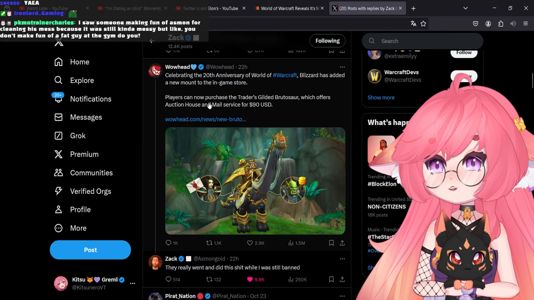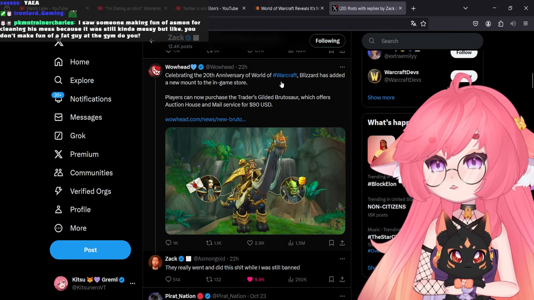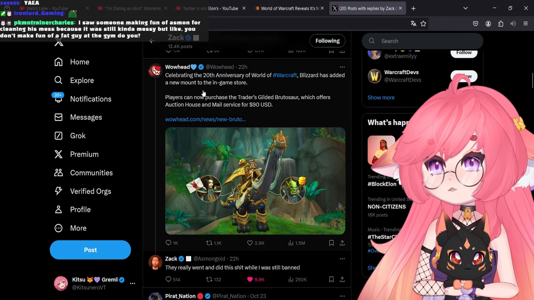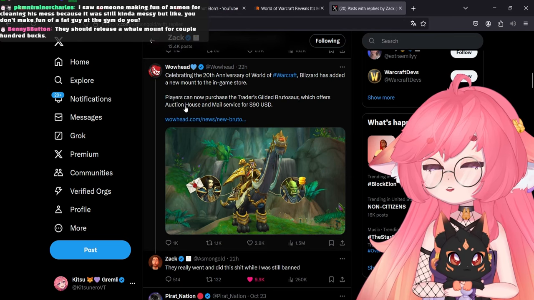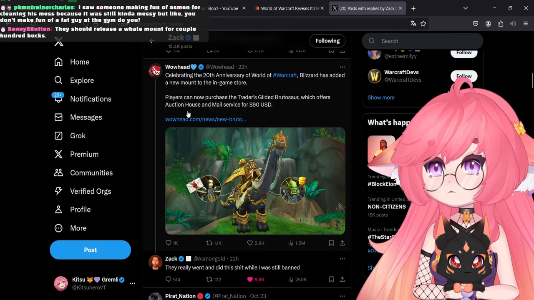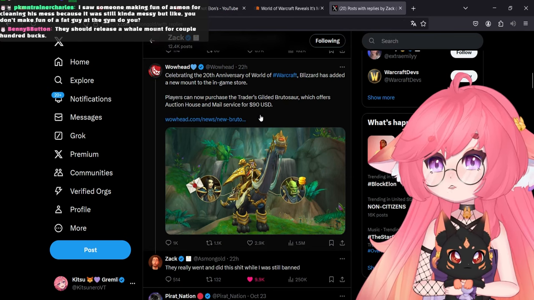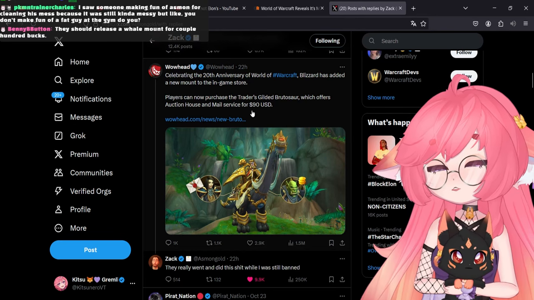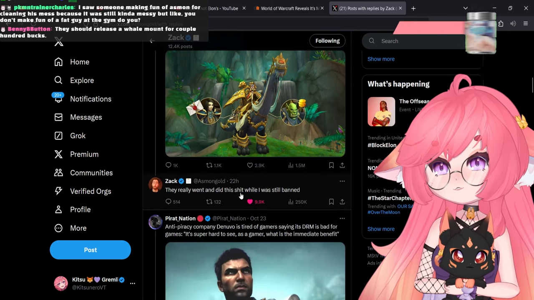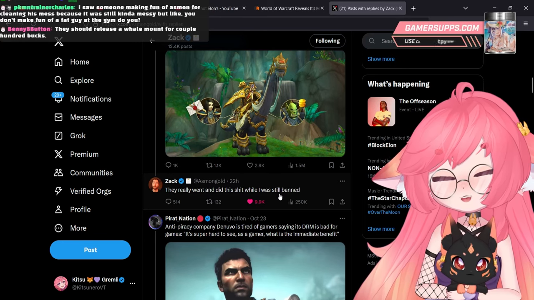Here it is. Celebrating the 20th anniversary of World of Warcraft, Blizzard has added a new mount to the in-game store. Players can now purchase the Trader's Gilded Brutosaur, which offers an auction house and mail service for $90. They really went and did it while I was still broke.